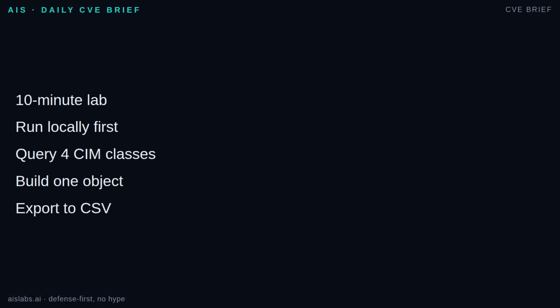Build one PSCustomObject with computer name, model, serial, memory in gigabytes, operating system caption, build number, and C drive free space. Export it with Export-Csv to your desktop. If you have permission to query one test server, repeat with -ComputerName. If remote access fails, treat that as useful data, not failure.